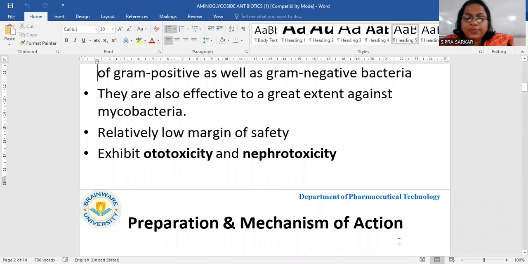They have a relatively low margin of safety, because they have some ototoxicity and nephrotoxicity. So what do we mean by ototoxicity? That means continuous use of aminoglycosides may cause hearing problems in the ear. And nephrotoxicity means they will cause kidney problems. By minimizing the dose, we can reduce that.